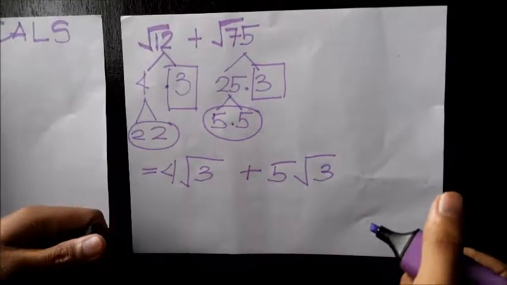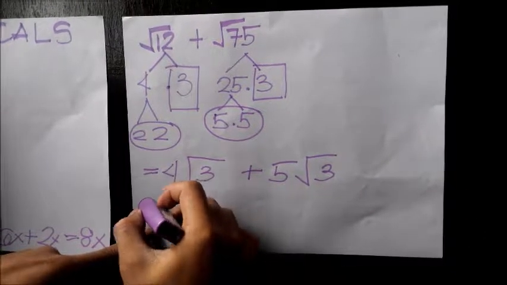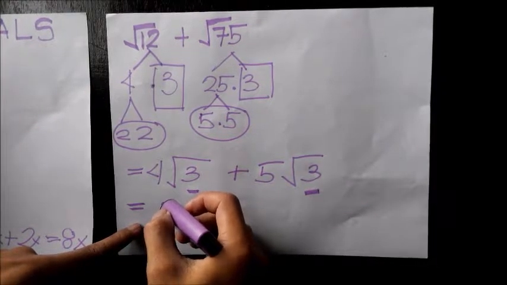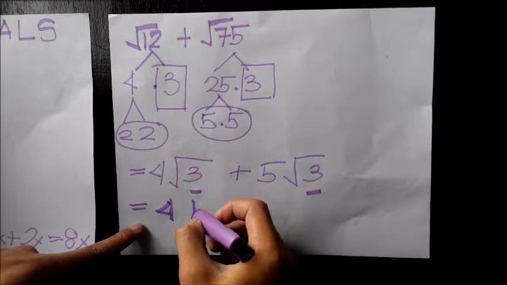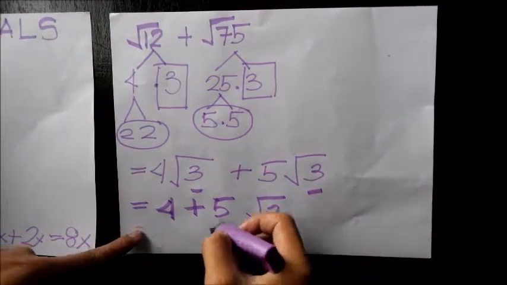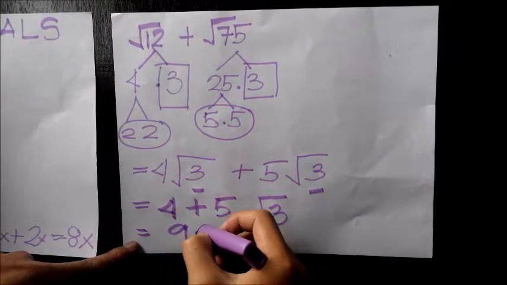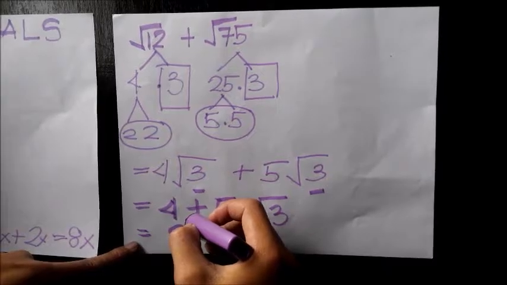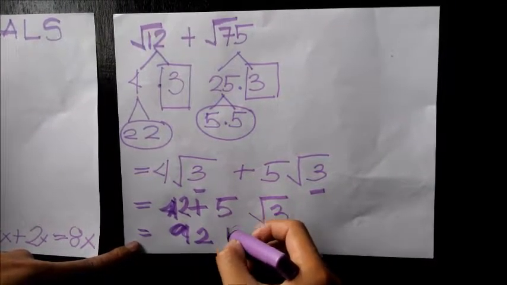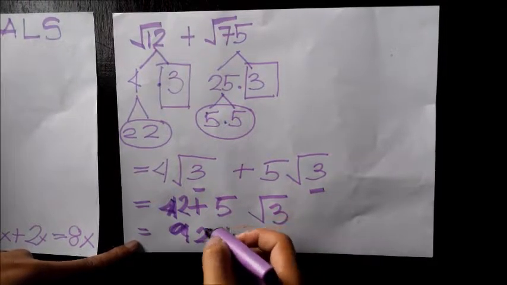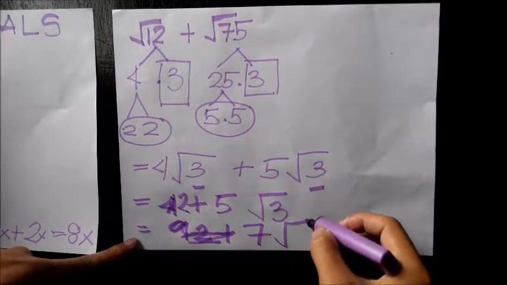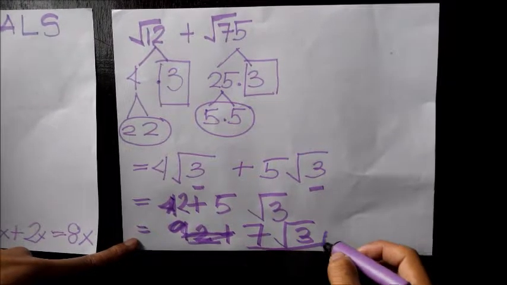So what we're going to do here, now that we have the same square roots, is add the outside numbers. 2 plus 5 is equal to 7 square root of 3, and that's the answer.